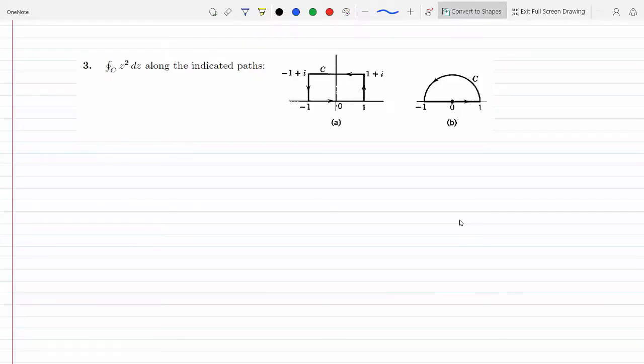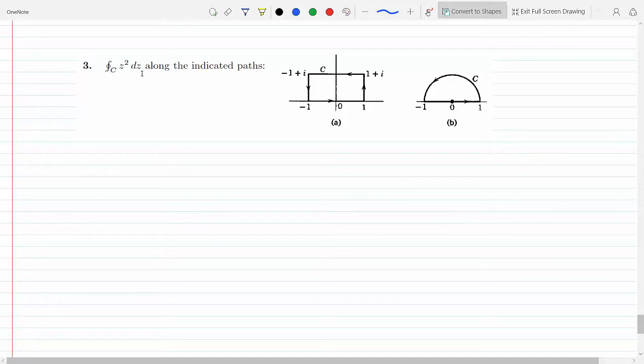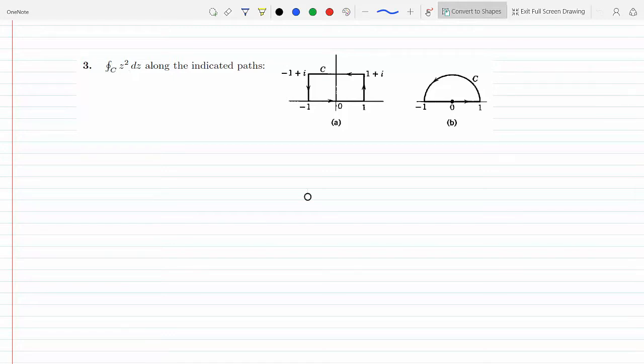Information is on the figure. So we need to integrate z squared dz. Let's start with a. Okay. So let me show you how this works, and then maybe you can try the second. So in part A, we're integrating z squared dz along the closed integral.